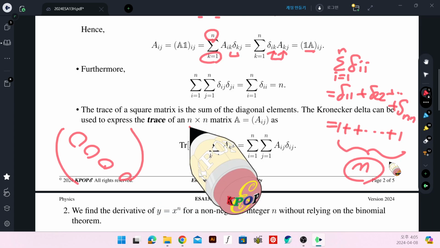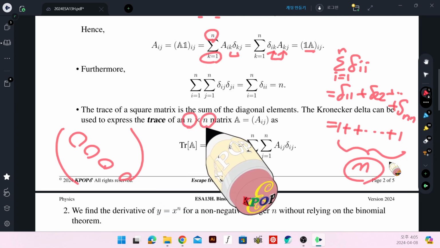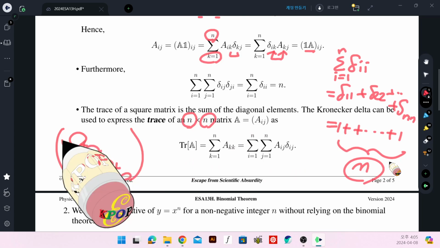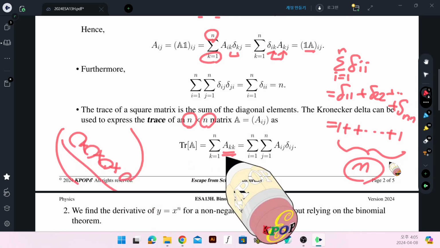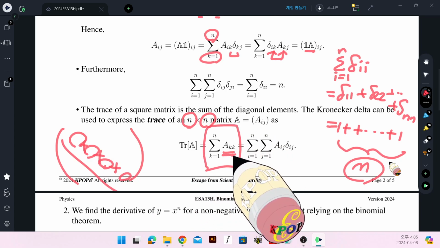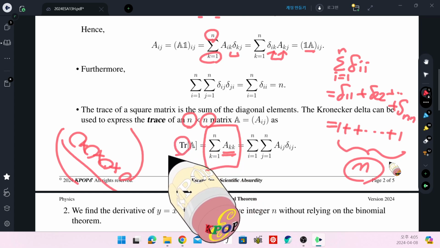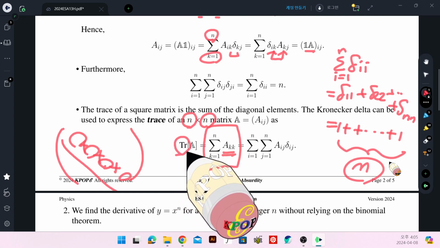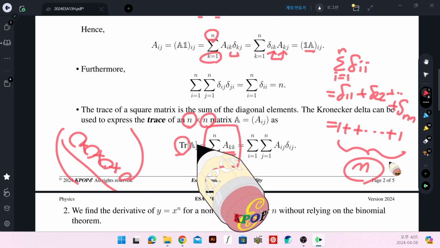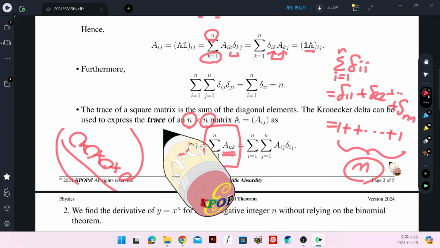We call the sum of diagonal elements of a square matrix the trace. Square matrix means the number of rows and number of columns are the same. In that case, the sum of the diagonal elements can be written as a sigma. This is the trace, and the symbol of the trace is Roman capital letter T and small r, that means trace.